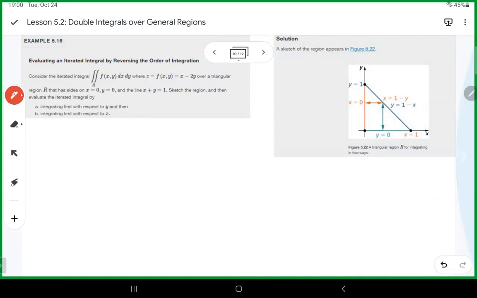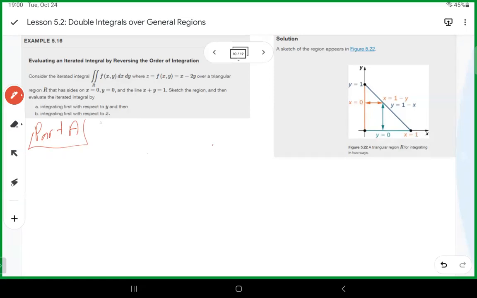All right, so evaluating an iterated integral by reversing the order of integration. There's a part A and a part B. This is going to focus on part A, and the next slide is going to focus on part B. One way to look at this is by integrating y from y equal to 0 to y equal to 1 minus x vertically, and then integrating from x equal to 0 to x equal to 1.